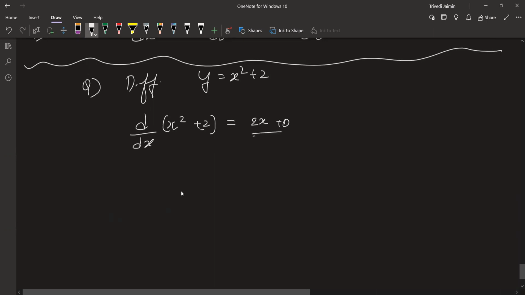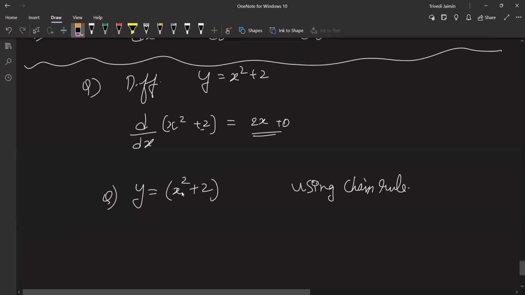Now, if I change the same question to y equals x squared plus 2, the whole square, using chain rule. Or 2, or let's make it 3. Doesn't matter.